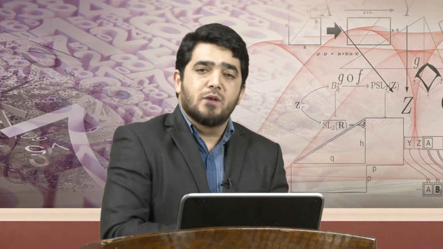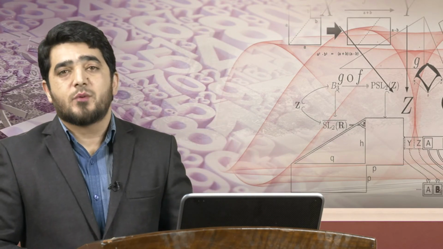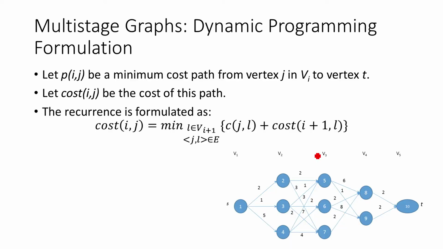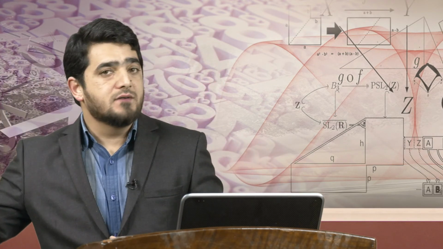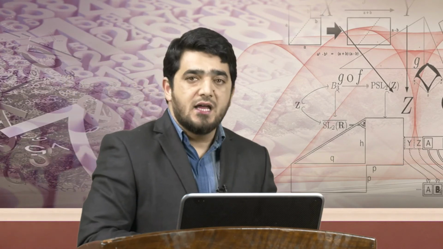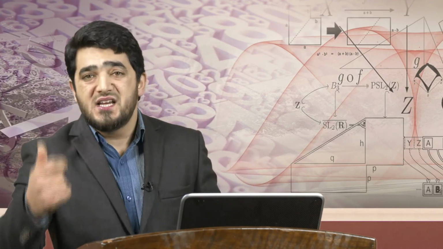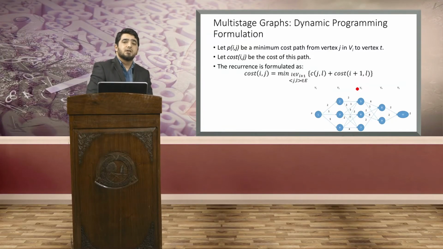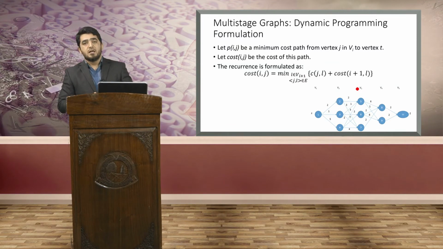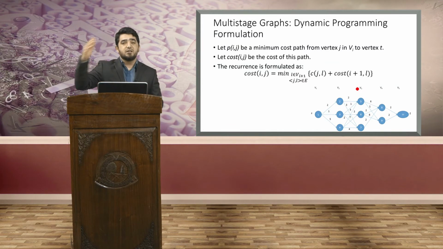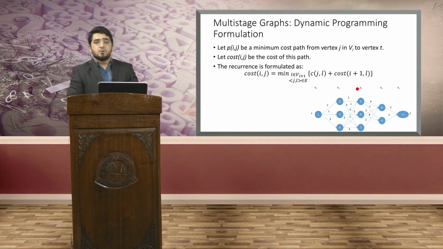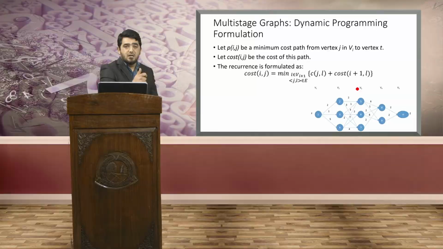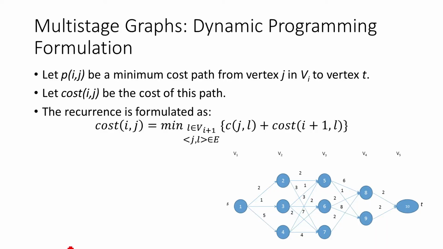So let's try to formulate a solution for this multistage graph problem using dynamic programming. Now let P(i, j) be a minimum cost path from vertex j in Vi, in stage i, to vertex T, the final vertex. So we are in some stage i and we are choosing some node j in that stage to go to vertex T. So P(i, j) is the minimum cost path from vertex j in Vi, meaning stage i, to vertex T, the final vertex in the last stage.